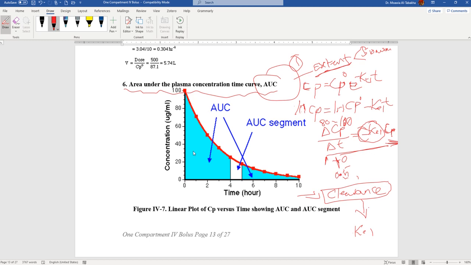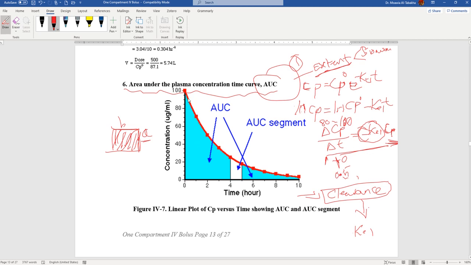Now, how do we calculate AUC? What is the unit of AUC? Actually, if you look here, if you have, for example, a square, how do you calculate its area? You multiply one side by another, and this is how you get this area. For example, A into B.